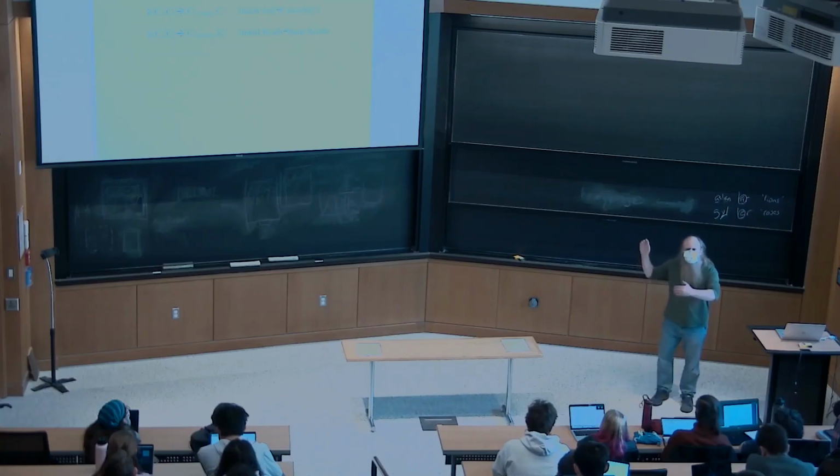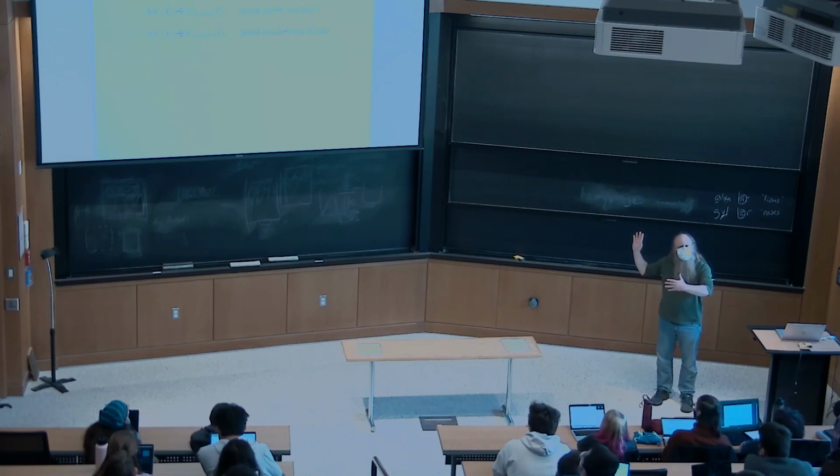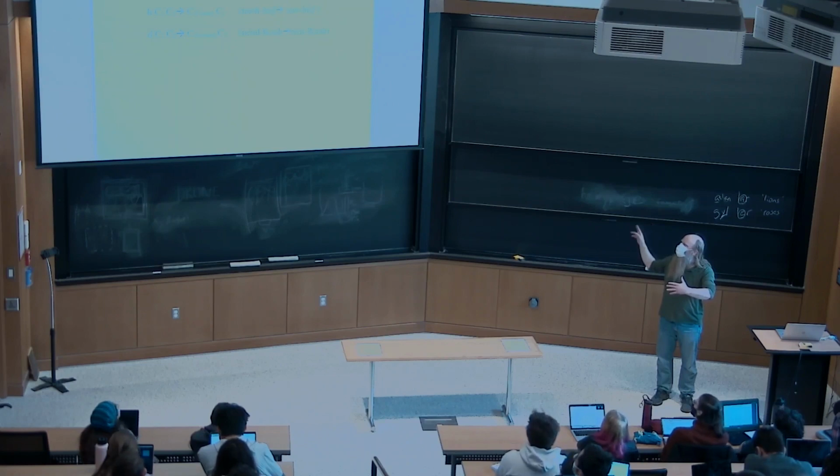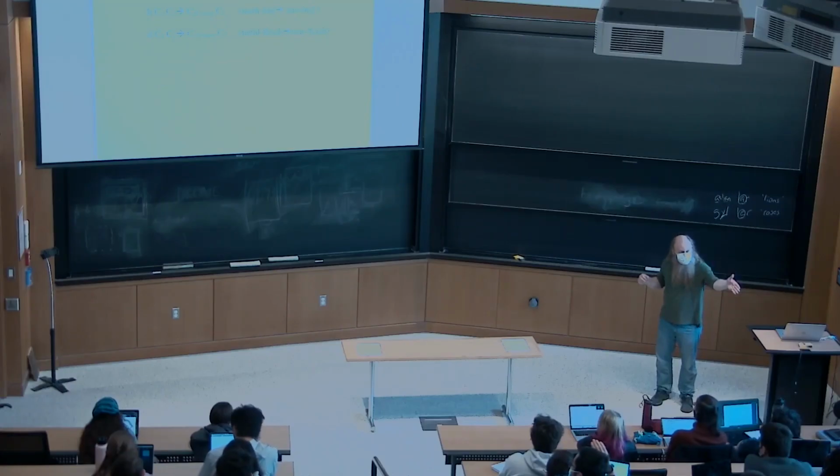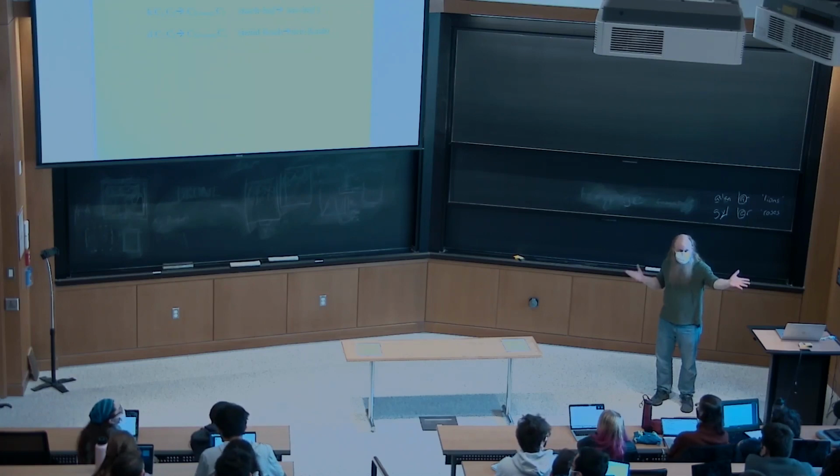Do these rules remind you of anything other than the Navajo that we've just gone through? So we have one rule that says if you have a sh followed by two consonants, get rid of the first consonant. Another rule says if you have an H followed by two consonants, get rid of the H, but devoice the first consonant. And another rule says if you have a D followed by two consonants, get rid of the D, but voice the first consonant. Might be barking up the wrong tree. Was there a language that disallowed consonants in a row?